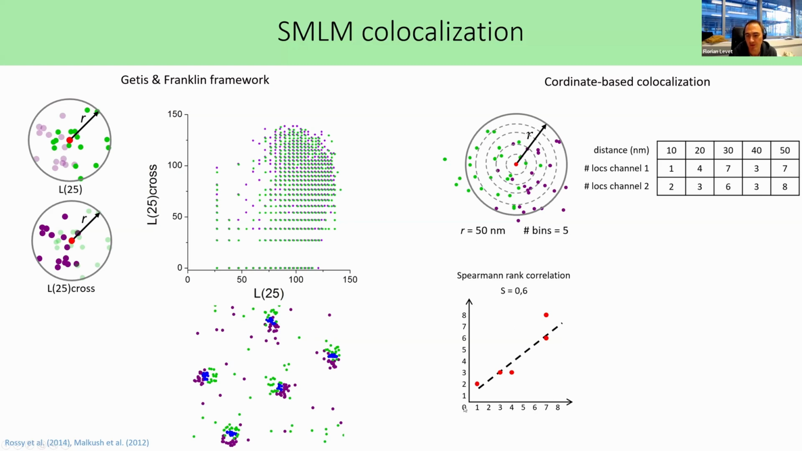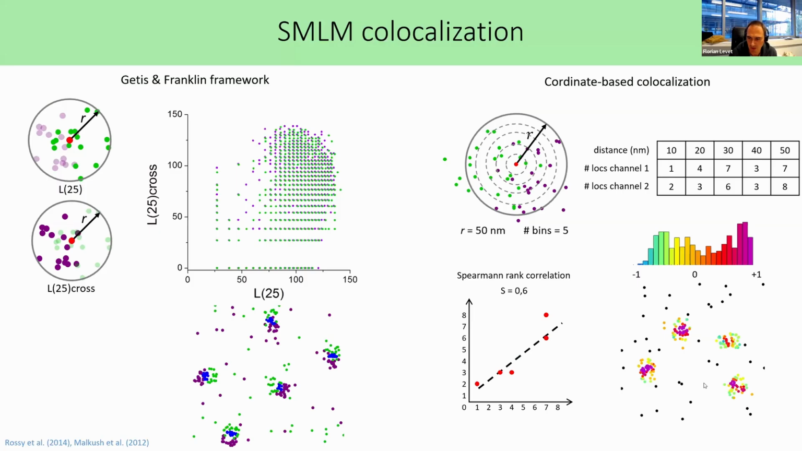coefficient. And in this case, for instance, we have quite a high correlation. In the end, you do that for all your localizations, you end up with this kind of distribution of the correlation between -1 and 1 for all your localizations, and then you can apply a threshold in order to compute the colocalization.